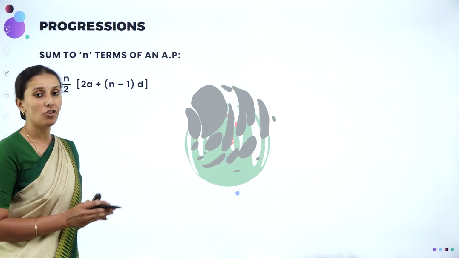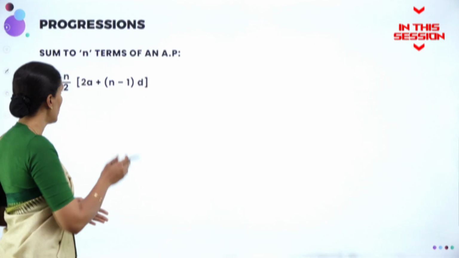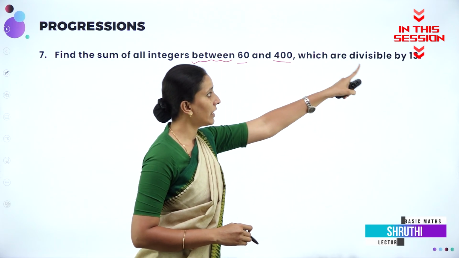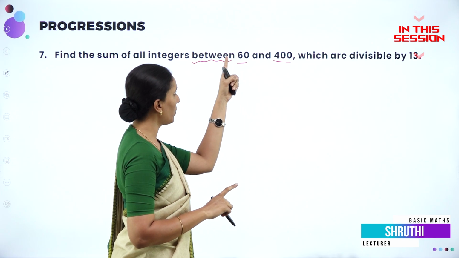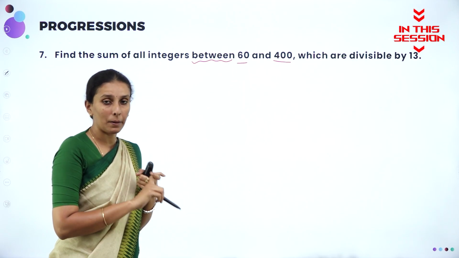Series means addition of the sequence, arithmetic sequence. We need to find out the numbers which are divisible by 13. That means we need to add those numbers only between 60 and 400 which are divisible by 13.